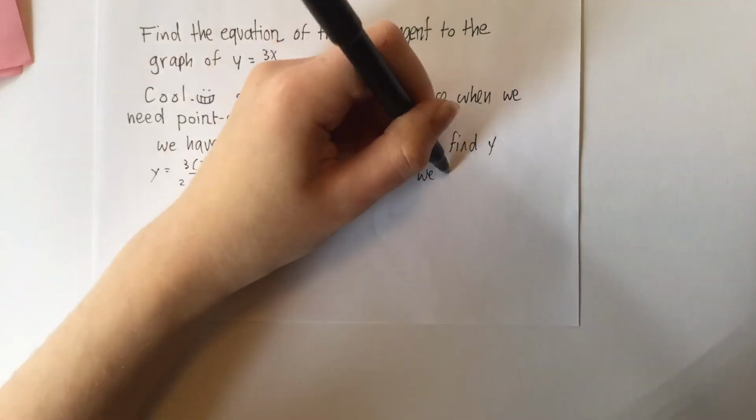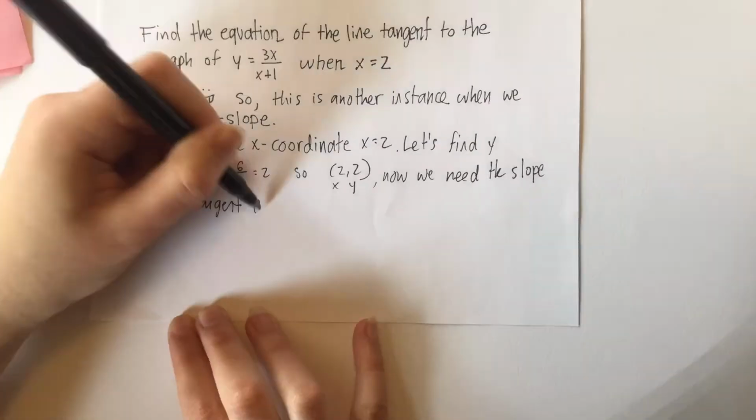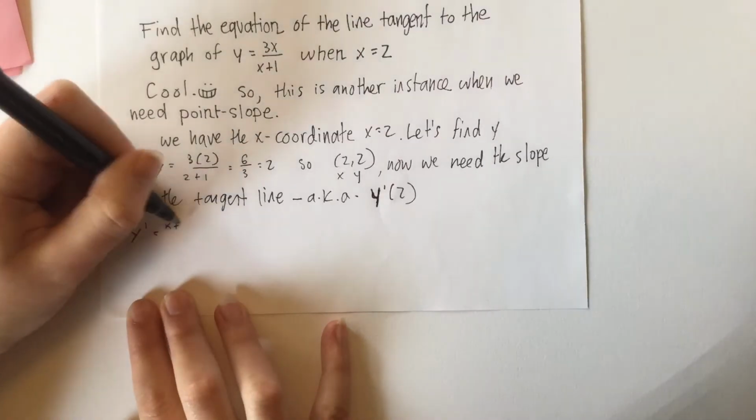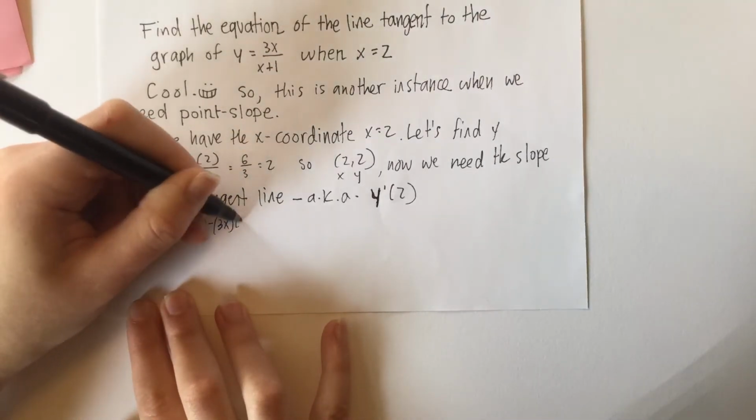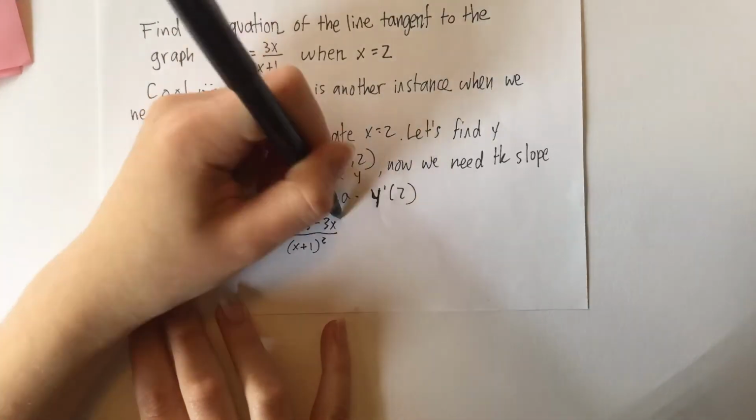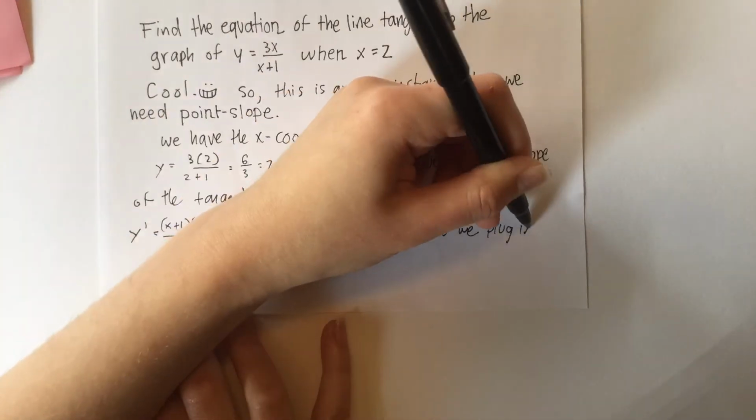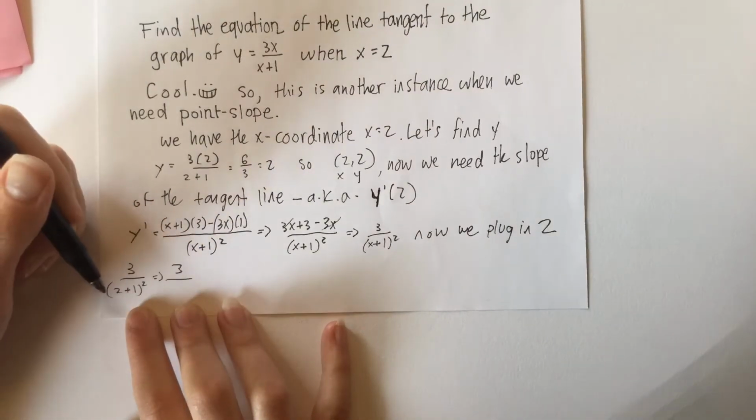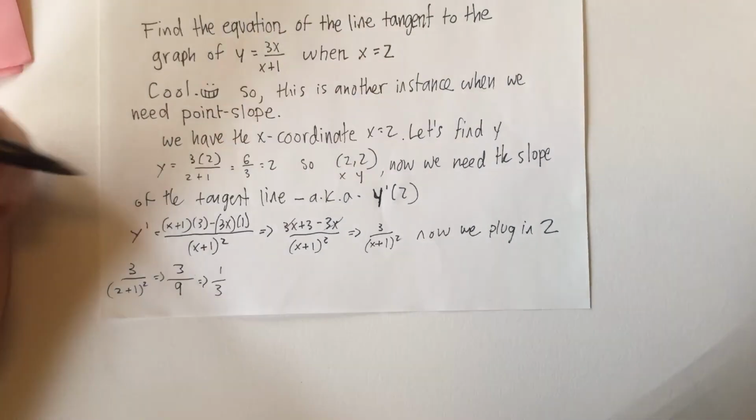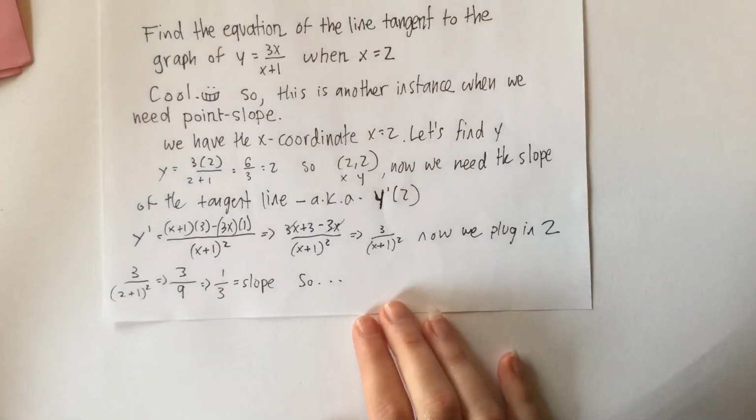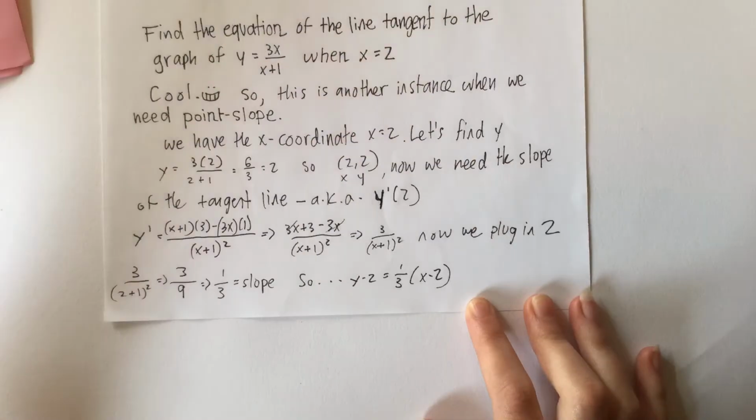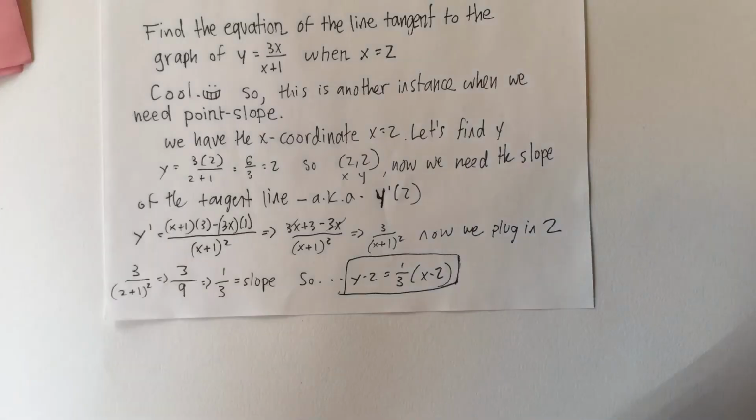And next we need to find the slope of the tangent line, which is the same thing as y prime of 2. So you have to find the derivative, and you need to use quotient rule. Hopefully you know how to do that by now. I get 3 over (x plus 1) squared as y prime, our derivative equation. And now we just need to plug in that x value of 2, and we get 1/3 as our slope. Now we put it all together using point slope equation, and we get y minus 2 equals 1/3 (x minus 2). And that is the equation of our tangent line.